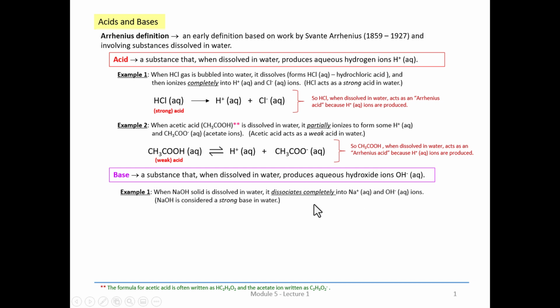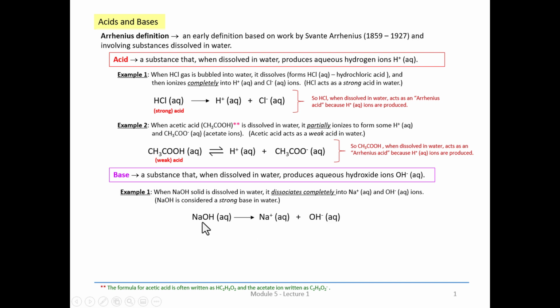Let's look at an example of some bases under the Arrhenius definition. Remember, a base is something that, when dissolved in water, instead of producing hydrogen ions, it produces hydroxide ions. So an example would be sodium hydroxide that actually exists as a solid at room temperature. You have to dissolve it in water. When it does, it dissociates completely because actually it's an ionic salt, and it dissociates completely into sodium ions and hydroxide ions. Turns out that sodium hydroxide will be considered a strong base in water.